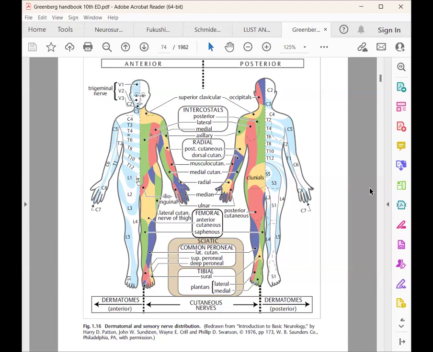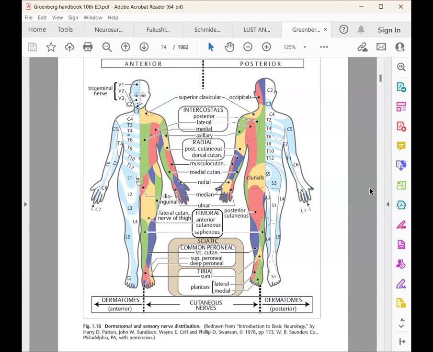Okay. Now we have the radial nerve. The radial nerve has two, the dorsal cutaneous and the posterior cutaneous. The posterior cutaneous nerve of the radial nerve is basically supplying the posterior part of the arm, and a small part on the lateral side of the arm. It is also supplied by the posterior cutaneous nerve of the radial nerve. Then we have the dorsal cutaneous branch of the radial nerve, which is basically supplying the back of the forearm.